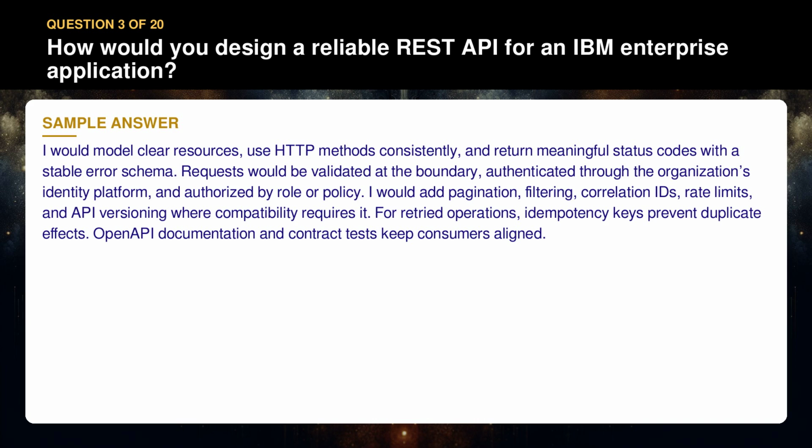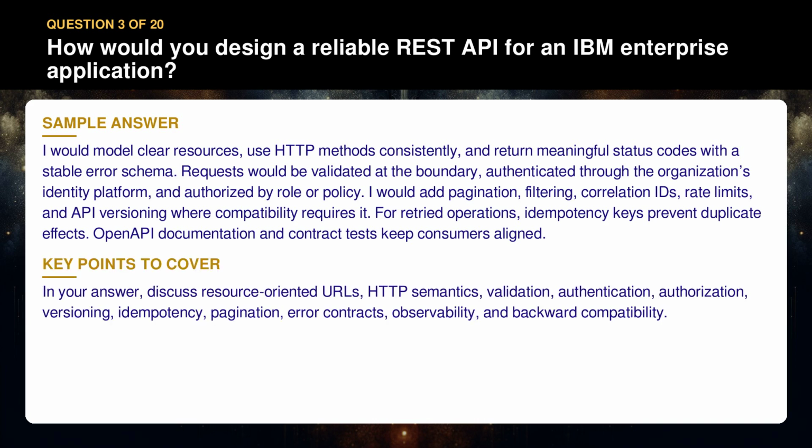I would add pagination, filtering, correlation IDs, rate limits, and API versioning where compatibility requires it. For retried operations, idempotency keys prevent duplicate effects. OpenAPI documentation and contract tests keep consumers aligned. In your answer, discuss resource-oriented URLs, HTTP semantics, validation, authentication, authorization, versioning, idempotency, pagination, error contracts, observability, and backward compatibility.